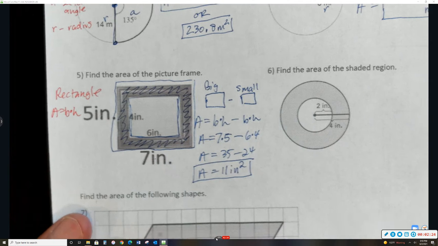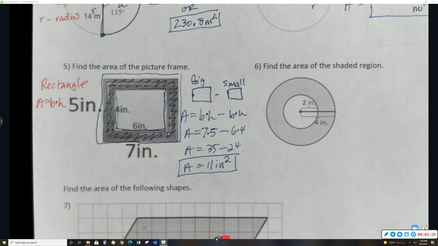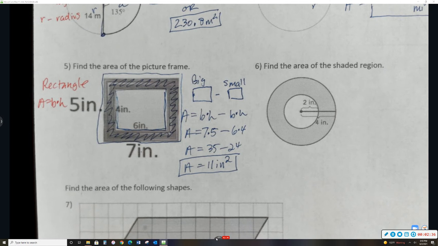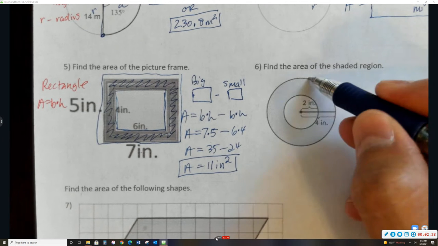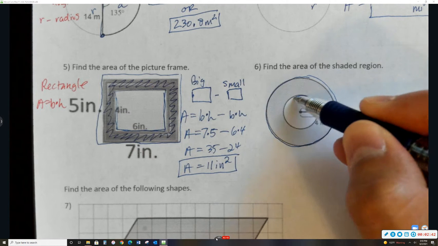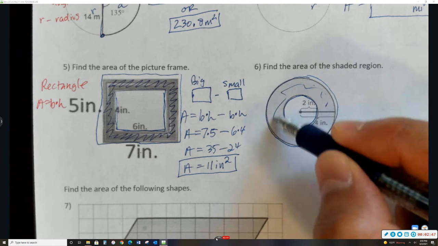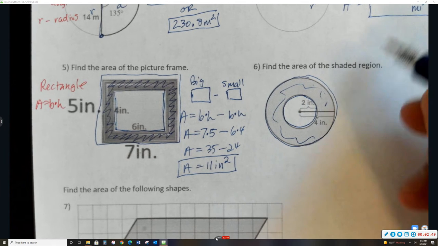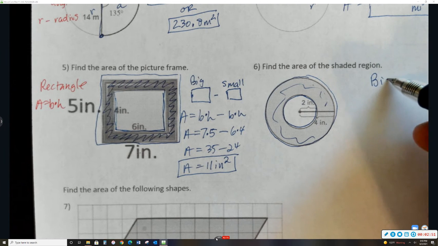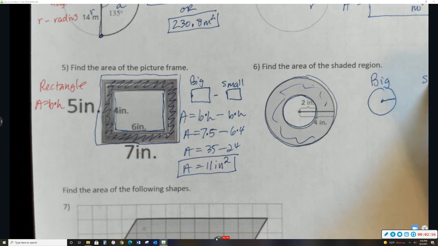And then 6 is similar to 5. At least it's found in a similar fashion. It's a big circle, and you subtract out a smaller circle. Okay, you have this big outside circle, and then you subtract out this inside circle. And when you do, you're left with this area in here. So again, it's a big circle minus a small circle.